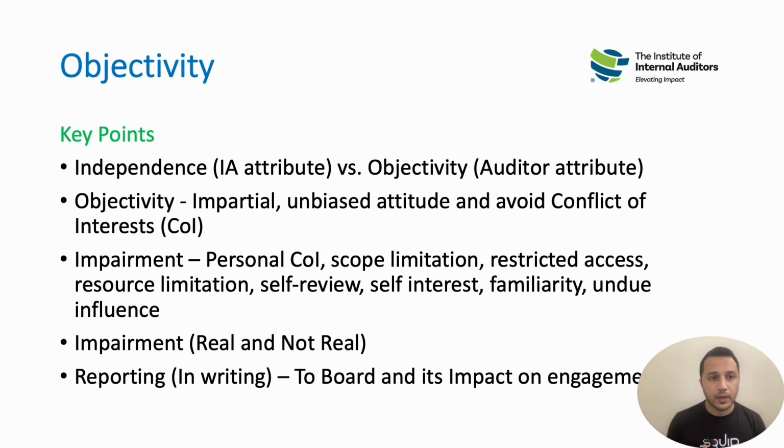So, in the previous slide, I gave you an example that there might be a possibility that the internal audit department itself is independent, which means their reporting line is to the board. They are given enough resources. Their role and responsibilities are defined. They are not taking management responsibility. But at the same time, the individual internal auditor who is assigned to an audit engagement might not be objective, or might not be impartial when they are giving an opinion on any of the processes.